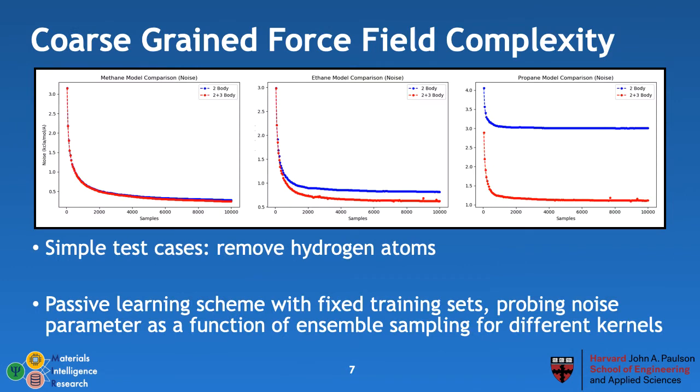Let's start by examining the benefit of interpretability that is enabled by Gaussian processes. For this example, we consider reducing liquid methane, ethane, and propane to just their carbon sites. The noise hyperparameter of our model gives us an indication of both the noise inherent to the data itself as well as that inherent to the model. That is, it tells us to what degree the model is incapable of explaining the data that it sees.